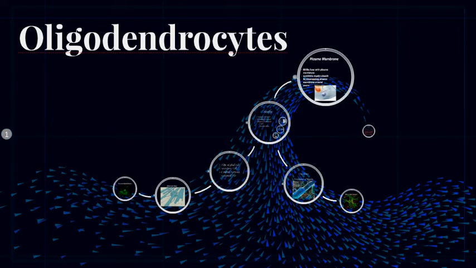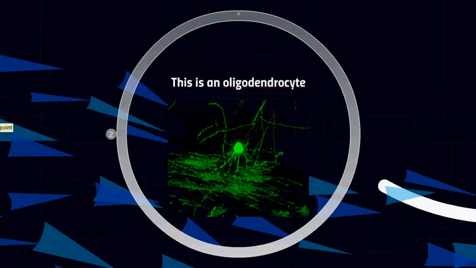Hello, my name is JC Napier, and this is my presentation on oligodendrocytes. This is an oligodendrocyte in the middle of myelination.